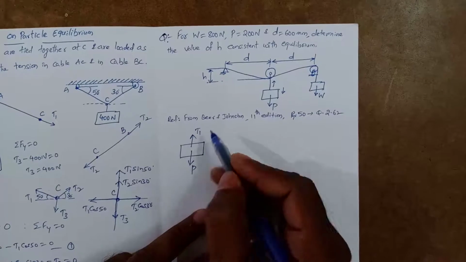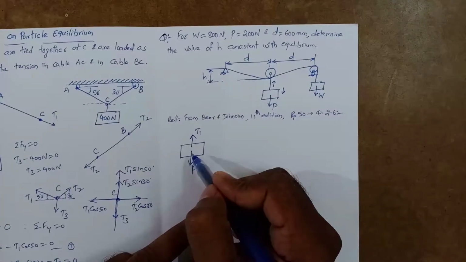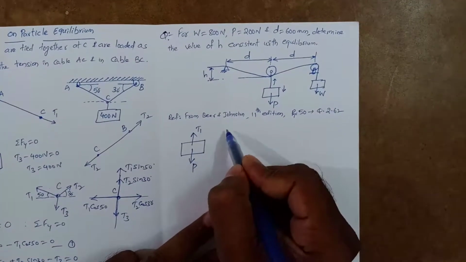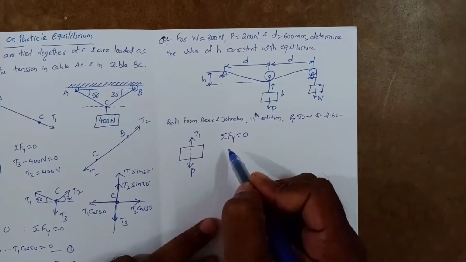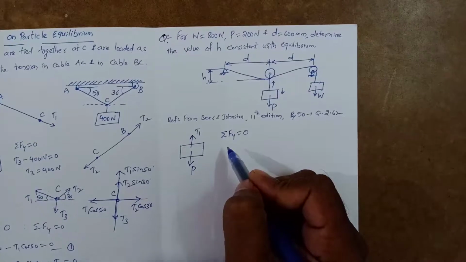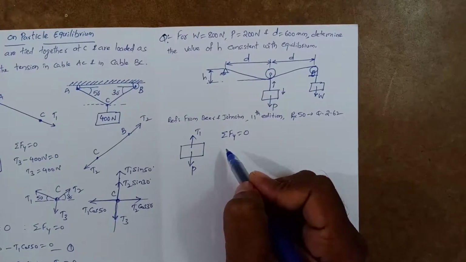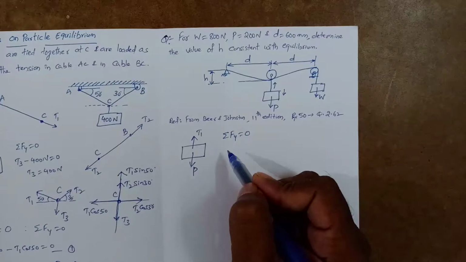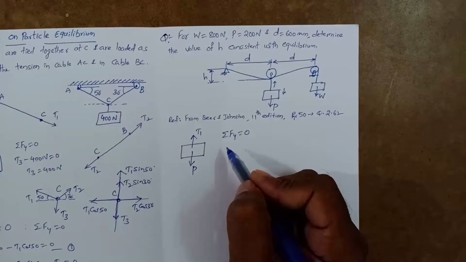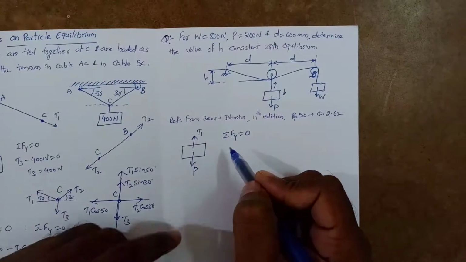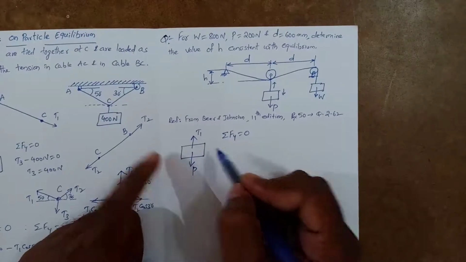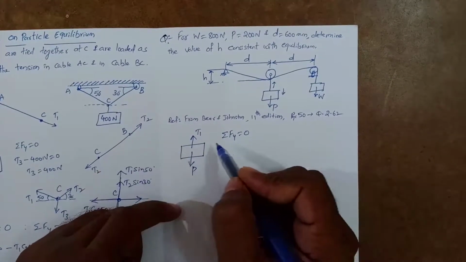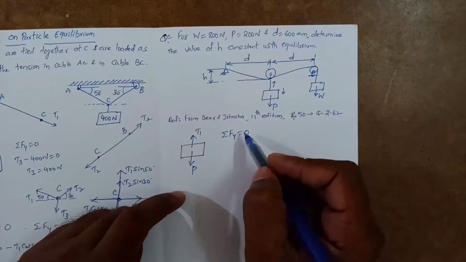Now this is in equilibrium, which implies it is not moving in the x direction and the y direction. So we apply sigma Fy equal to 0 and sigma Fx equal to 0, because it is in equilibrium. That is, the summation of x components of all the forces acting on the body is equal to 0, and the summation of y components of all the forces acting on the body is equal to 0. Because the body is at rest, the net force must be equal to 0. Here there are no forces along the x direction, so no need to take sigma Fx equal to 0. Let us take only sigma Fy equal to 0.